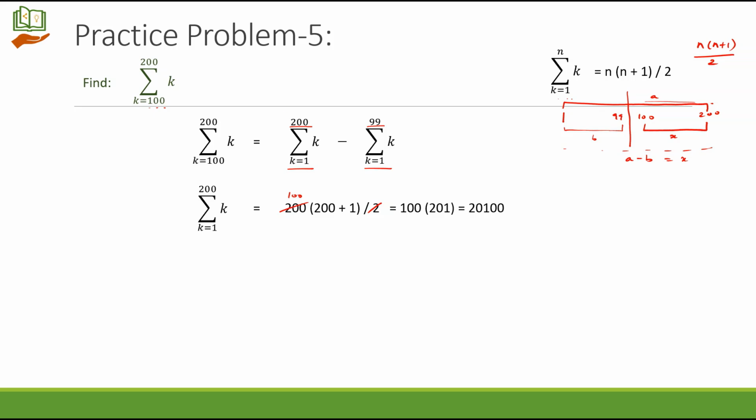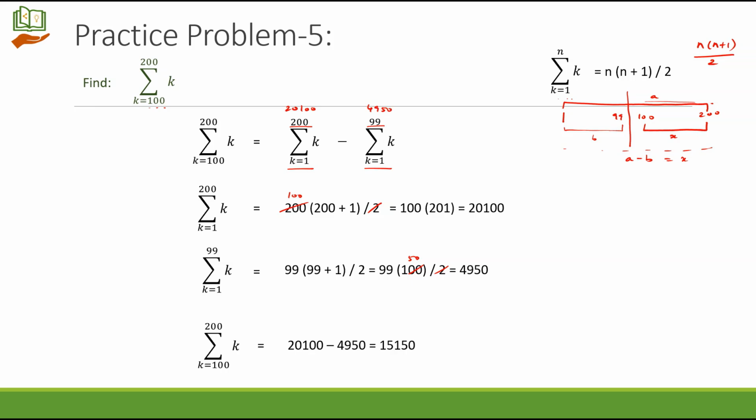This is for the first case. What about 1 to 99? We have n into n plus 1, so it is 99 into 100 divided by 2. Here if we cancel 2 and 100, we will have 4950. This is for this particular summation. Now the summation of 100 to 200 will give 20100 minus 4950. So the summation of 100 to 200 will be 15,150.